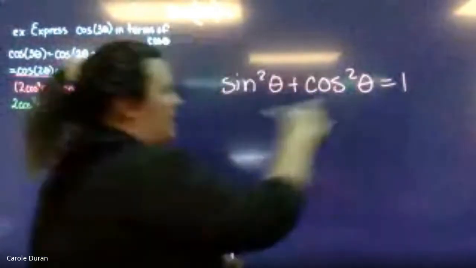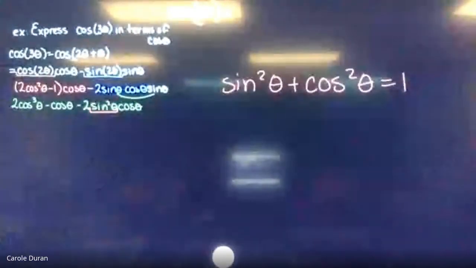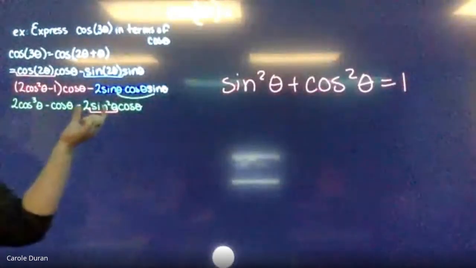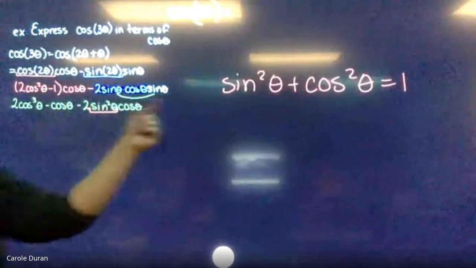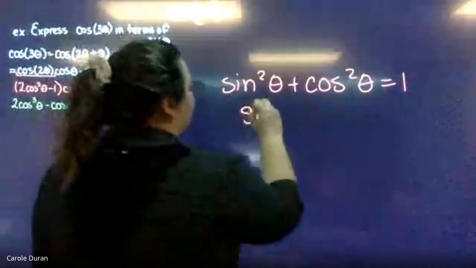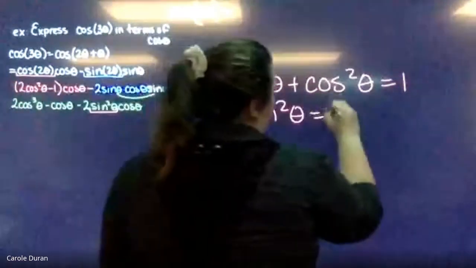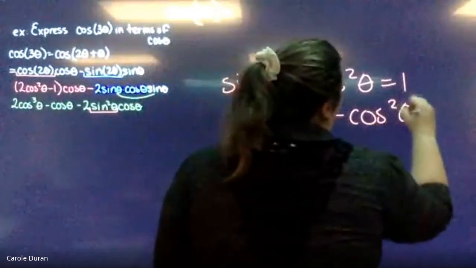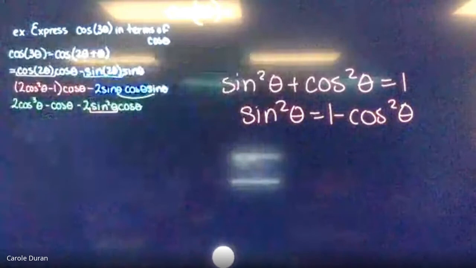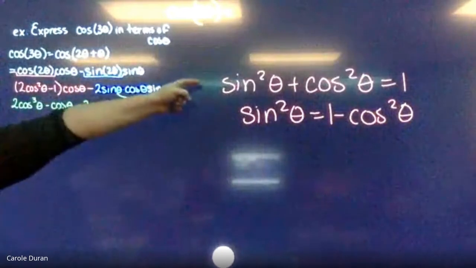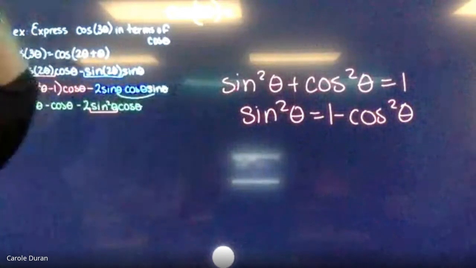Right? We all know we have an identity that says that. So if I want to replace the sine squared, I have to get the sine squared by itself. I'm going to subtract the cosine squared over. Where's the cosine squared coming from? The Pythagorean identity that we wrote weeks ago.